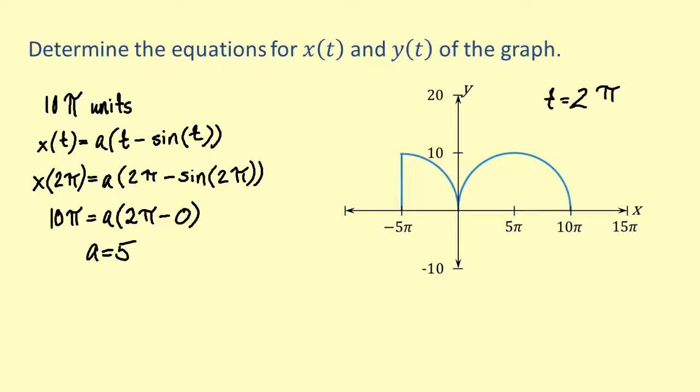Notice that this agrees with the height of the curve. The curve has a height of 10, which should be the diameter of the circle that traced this cycloid. Therefore, the radius is 5.